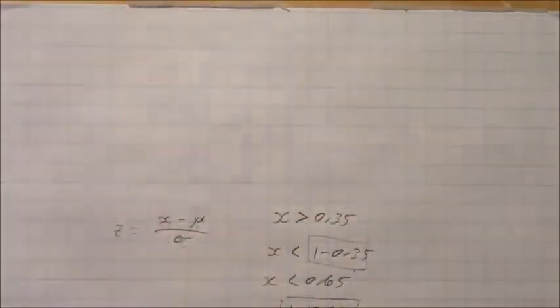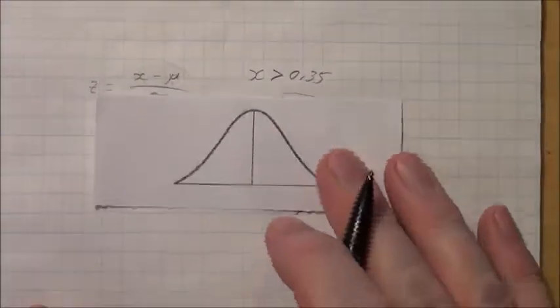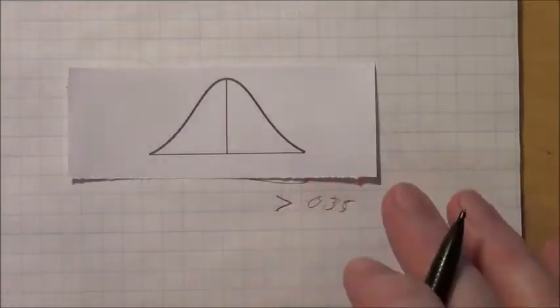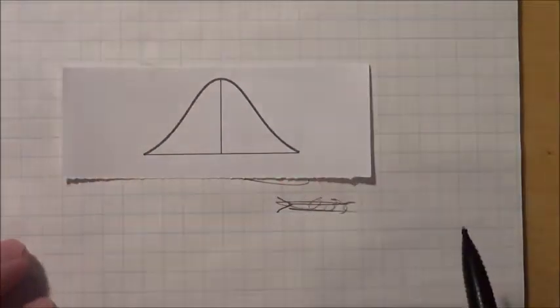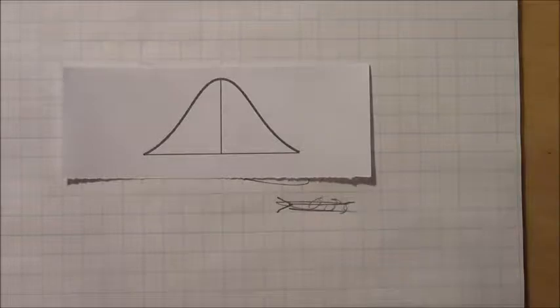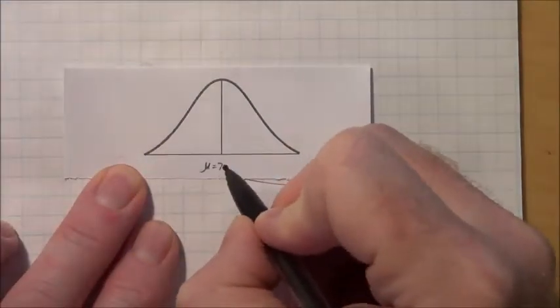Let me move some of this stuff out of the way and move this up here. So here's another curve that we can use. Let's say we've got some machine that's producing screws, and the screw produced by the machine is normally distributed with a mean of 75 millimeters.